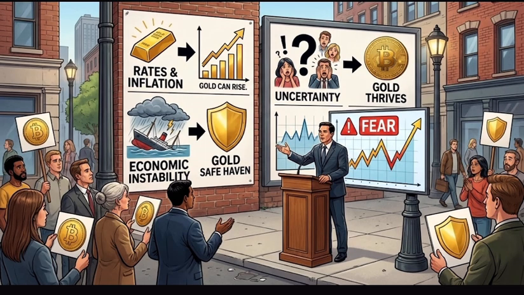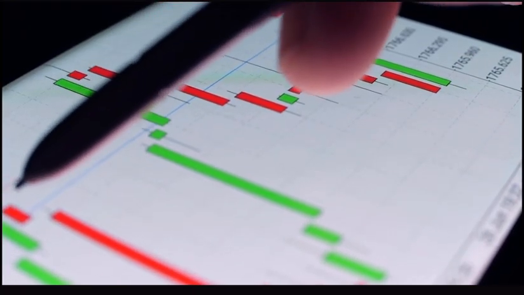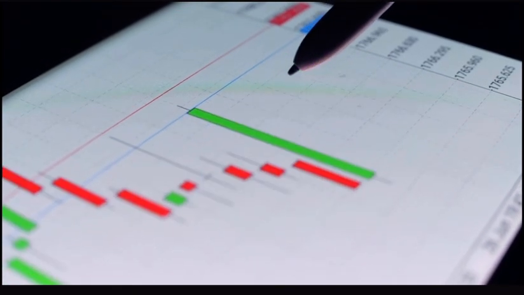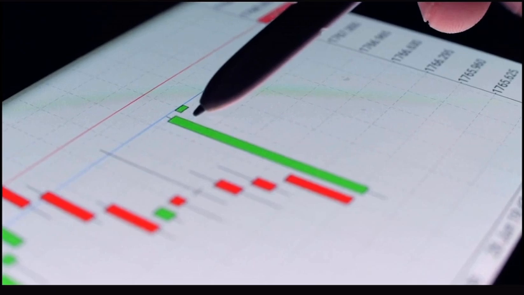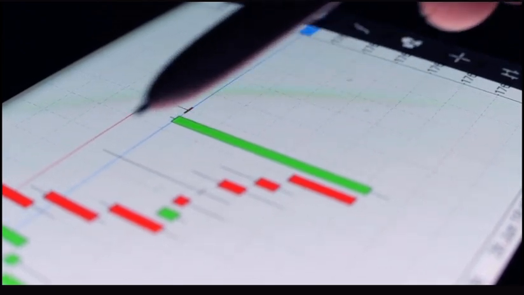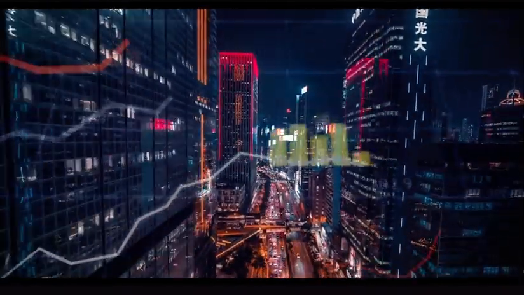But here's the twist in all of this. If rates rise because inflation is out of control, or if investors fear any sort of economic instability, then you guessed it, gold can rise because it becomes a safe haven. And anytime there's any sort of uncertainty in the market, not necessarily because of high interest rates, but fear, then gold can go up. And we all know that fear and greed is what drives the market a lot of the time.